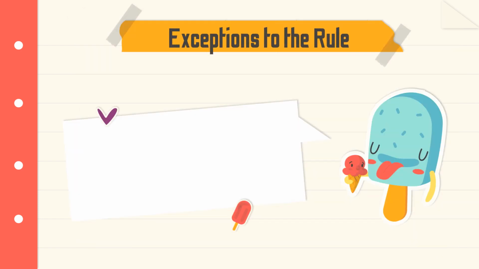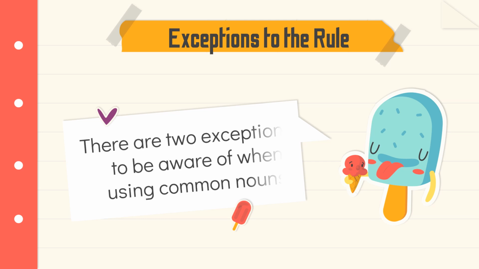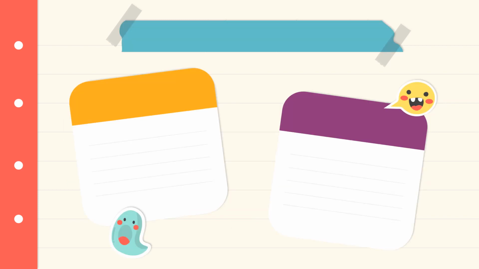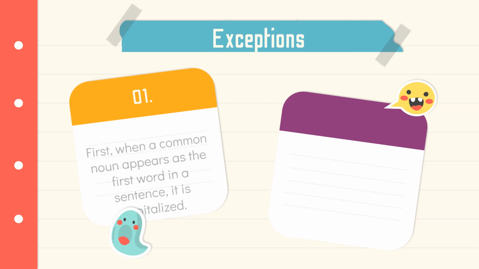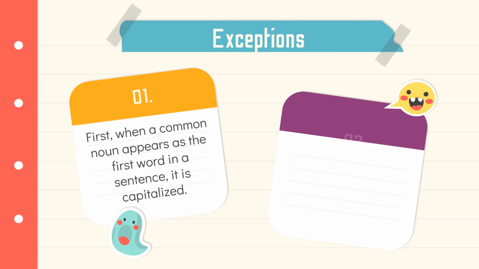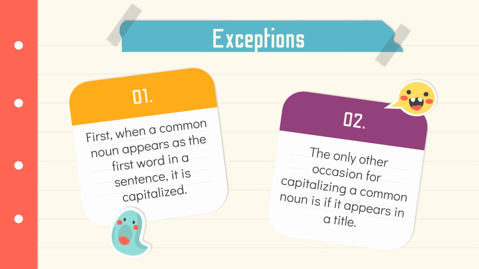But there are exceptions to the rule. There are two exceptions to be aware of when using common nouns. These are the following exceptions. Number 1. First, when a common noun appears as the first word in the sentence, it should be capitalized. And number 2, the only other occasion for capitalizing a common noun is if it appears in a title.